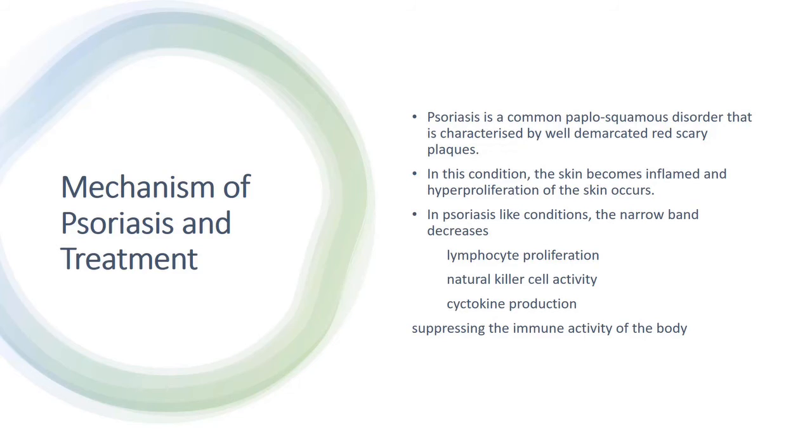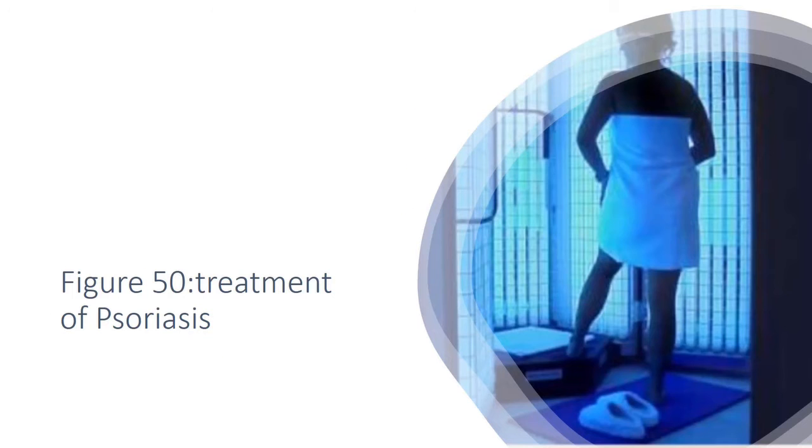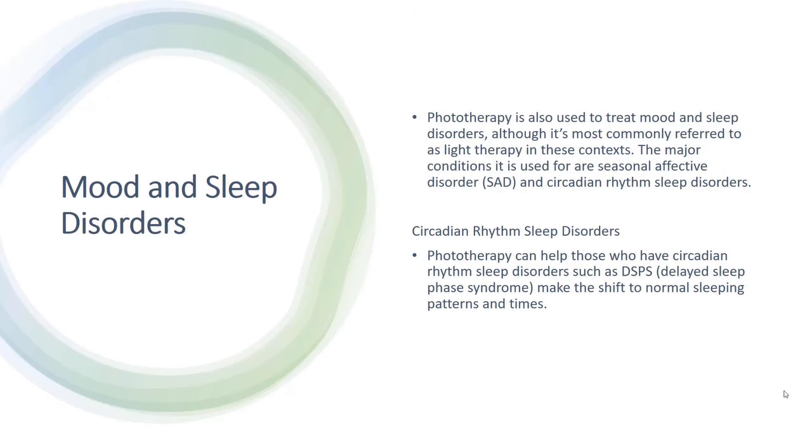Mechanism of psoriasis and treatment. Psoriasis is a common papulosquamous disorder that is characterized by well-demarcated red scaly plaques. In this condition, the skin becomes inflamed and hyperproliferation of the skin occurs. In psoriasis-like conditions, narrowband UVB decreases lymphocyte proliferation, natural killer cell activity, and cytokine production, suppressing the immune activity of the body. Treatment of psoriasis.